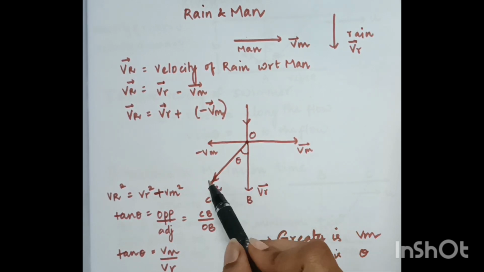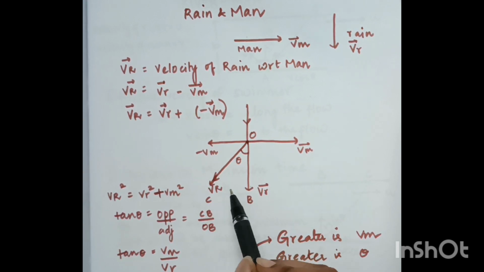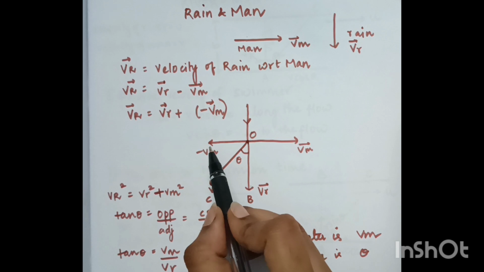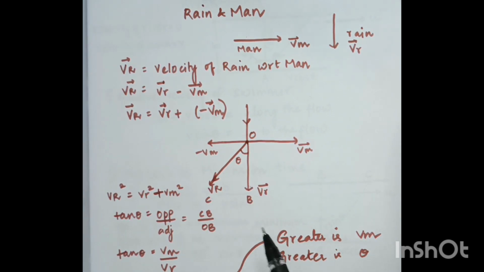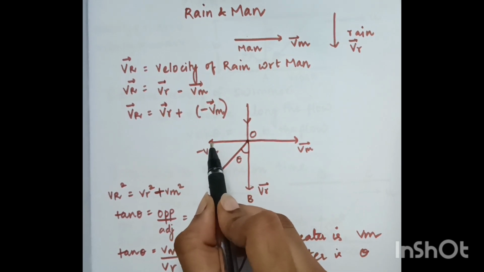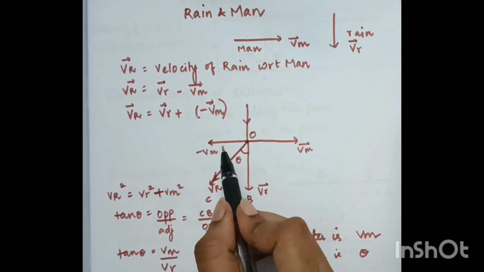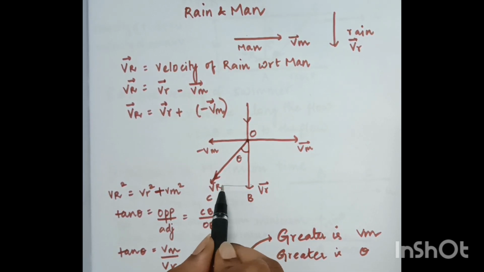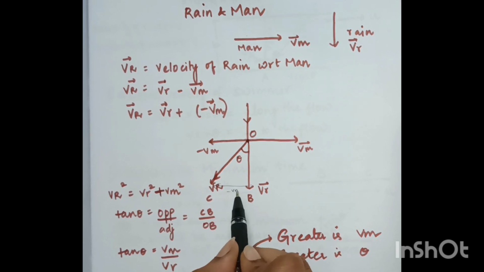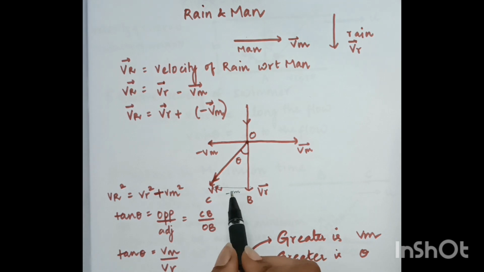Velocity of rain with respect to man is nothing but the resultant of these two vectors. It is like this according to the parallelogram law. This is the velocity of rain with respect to man. Also, if this is the velocity of man in the negative direction, then we can move this vector wherever we want. So this will also be minus Vm.